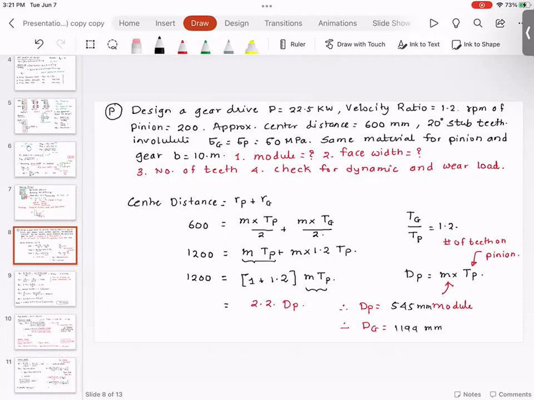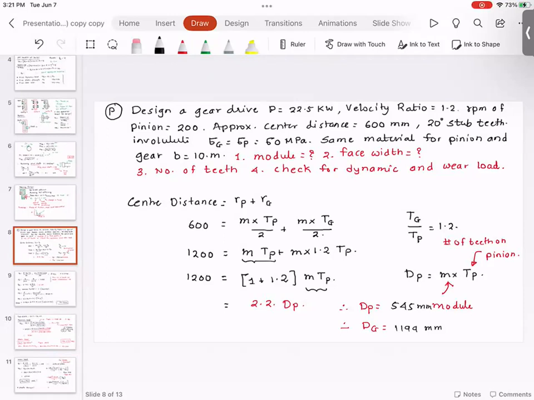So that's why sometimes what is done is you manufacture the gear or you purchase the gear and you basically grind the gear at the top. So essentially you make it a stub gear so that the center distance requirement can be appropriately met.